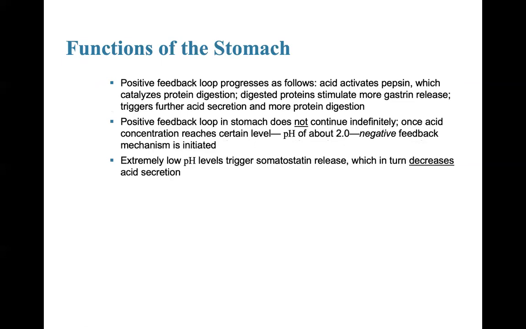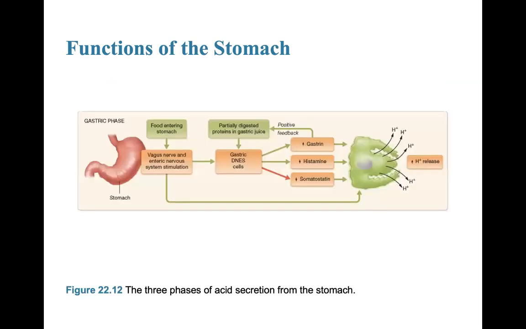The positive feedback loop in the stomach does not continue indefinitely. Once acid concentration reaches a certain level, a pH of about 2.0, the negative feedback mechanism is initiated. If you have extremely low pH, 0 or 1, these levels will trigger somatostatin release, which in turn is going to decrease the secretion or production of HCl.